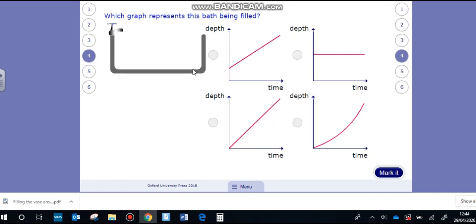Now that is possible. The depth is going to increase at a steady rate. This one, we've not seen anything like this yet. It's a curved graph. So the gradient starts very shallow, but the gradient is increasing, so it's getting steeper and steeper and steeper, which suggests that it starts filling slowly, or the height increases slowly, but then increases more quickly and more quickly and more quickly again. Well, for this bath, I think it's going to be a steady increase, so I'm going to opt for this one. So watch what happens when we fill the bath. Let's mark it.